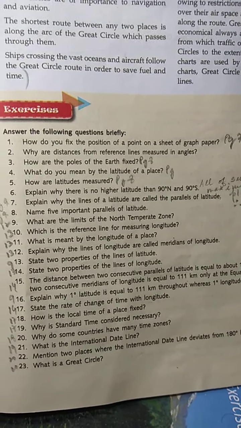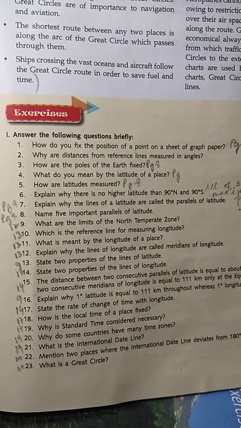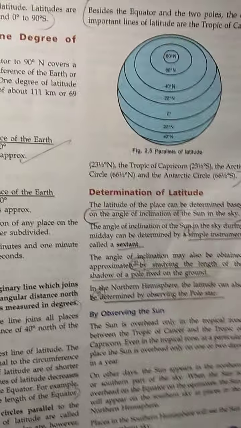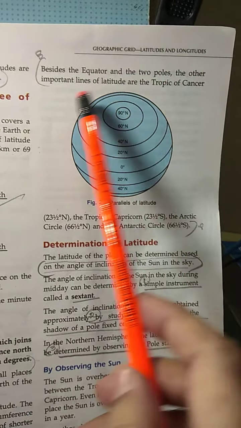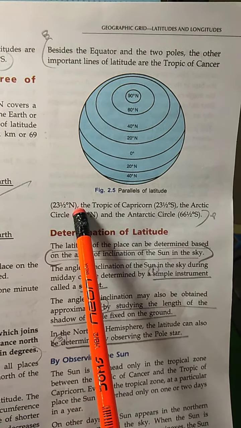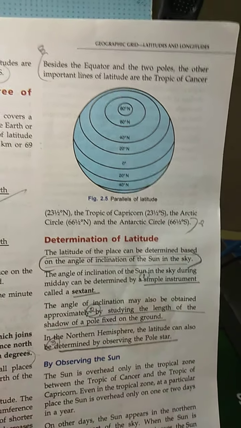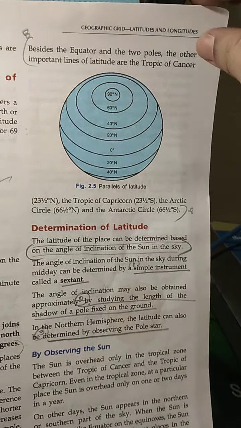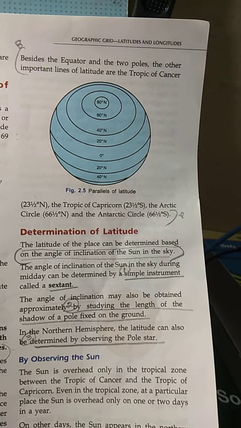The next question is the eighth question. Name 5 important parallels of latitude. This is again on page number 9, in the second column, the first paragraph itself. Besides the equator and the two poles, the other important lines of latitudes are the Tropic of Cancer 23.5 degree north, Tropic of Capricorn 23.5 degrees south, Arctic Circle 66.5 degree north, and the Antarctic Circle 66.5 degree south. Now these are the important latitudes. They have been demarcated on the surface of the earth on the basis of the vertical rays and slanting rays of the sun.